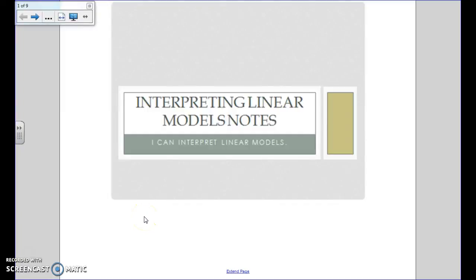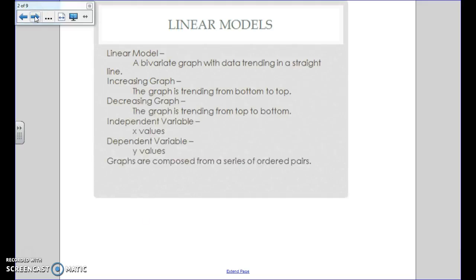Alright, this is Mr. Gohm, and today we're going to be taking a look at some linear models and interpreting some of that data. And again, we're going to start with a little vocabulary just as a refresher here. A linear model is a bivariate graph with data trending in a straight line. Okay, that's a fancy way of saying bivariate. It just means two variables.